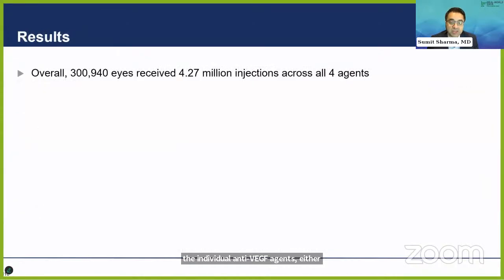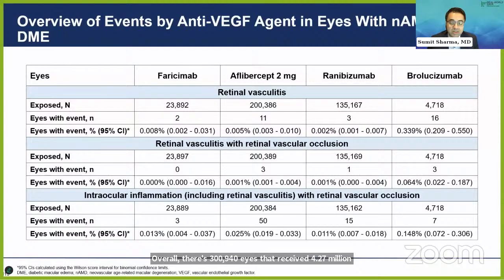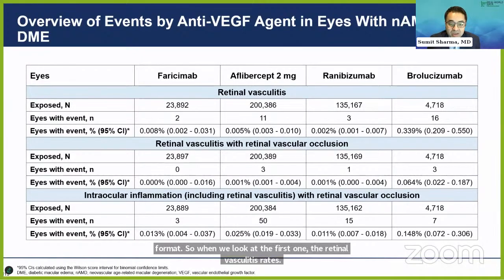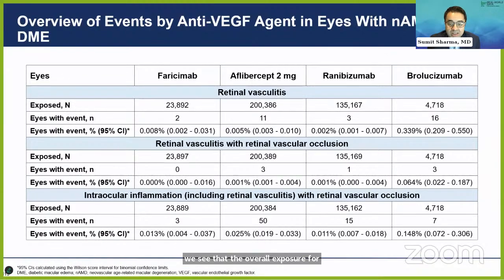Overall, there are 300,940 eyes that received 4.27 million injections across all four agents. We'll walk through this table, and then I'll show you each of these in graph format. For the first one, retinal vasculitis rates, the overall exposure for faricimab is about 23,892 eyes. For aflibercept, it's 200,386 eyes. For ranibizumab, it's about 135,167 eyes. And for brolucizumab, about 4,700 eyes.